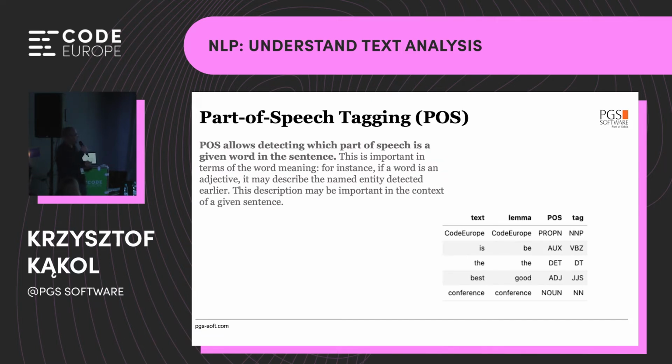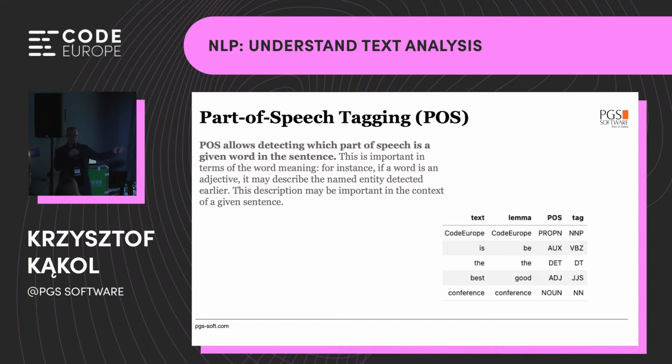The next technique is called part of speech tagging. You have an example on the right-hand side here, a part of the sentence that I mentioned before, Code Europe is the best conference. It's divided into tokens, and these tokens are lemmatized. As you can see on the left-hand side, you have the word is, and the lemma is be. This is the root form of this token. Or the text is best, and the lemma is good. But then you have two columns. One is part of speech, and the second one is tag.